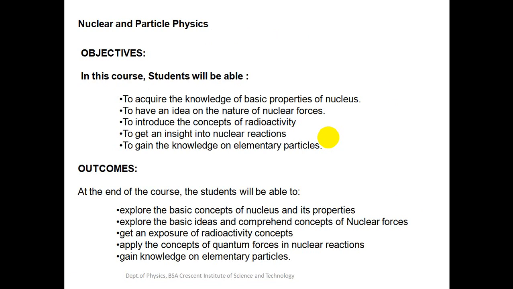As we know, the course nuclear and particle physics has 5 modules, so we are supposed to have 5 objectives and 5 related outcomes. Each objective and outcome is related to each module. For example, the first objective talks about the properties of the nucleus, so that is related to the first module, nuclear structure. Likewise, all the rest of the objectives are related to the other modules. And likewise, we also have outcomes which the students are supposed to obtain at the end of the course.